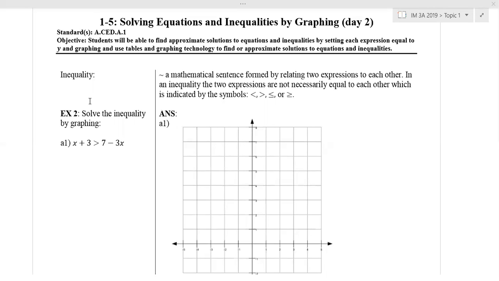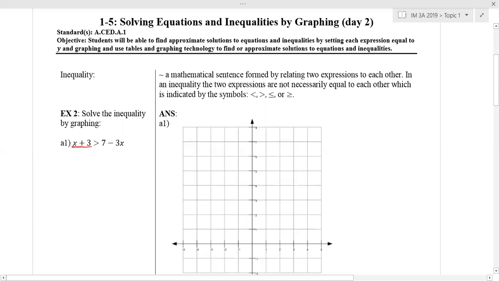This video is going to look at example 2 from section 1.5, solving equations and inequalities by graphing. This is going to focus on just the inequalities part. So remember that when we have inequalities, we're looking for a range of values that fit that definition. And when we learned how to do this with equations, we started with each side of the equation and graphed them separately. With the inequality, that's going to start the same as well.